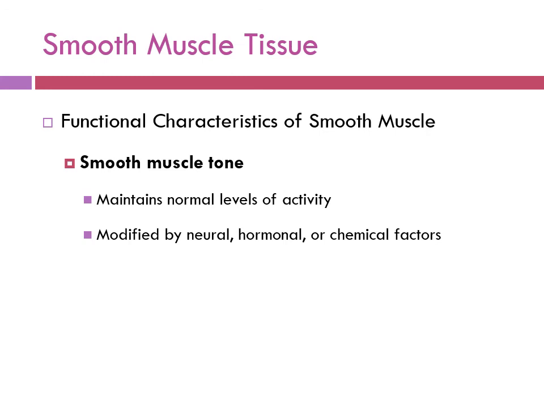Smooth muscle tone maintains normal levels of activity and is modified by neural, hormonal, and chemical factors. So that was what I was just discussing in the digestive system. Nerves can force them to contract, hormones can force them to contract, and different chemicals locally can also force contraction. So that is the end, finally, of our muscle lecture.